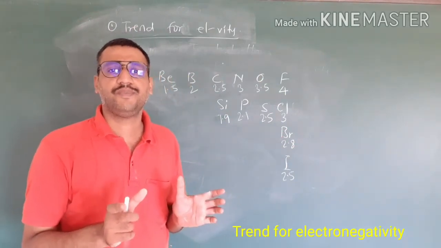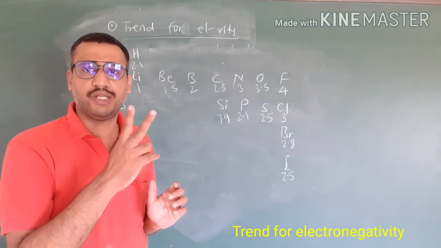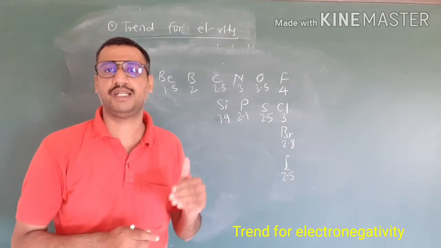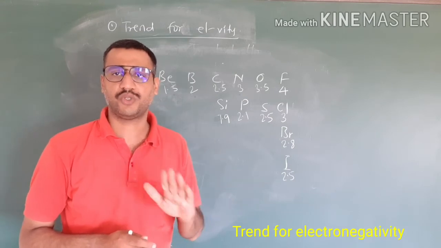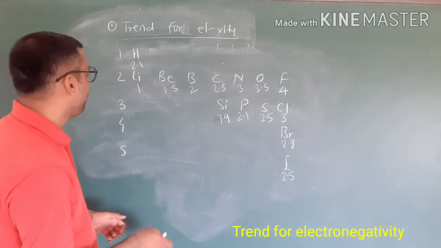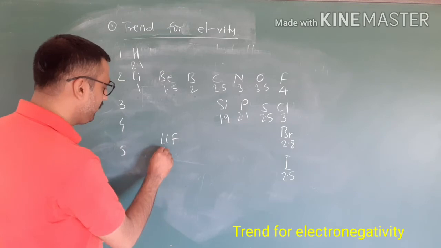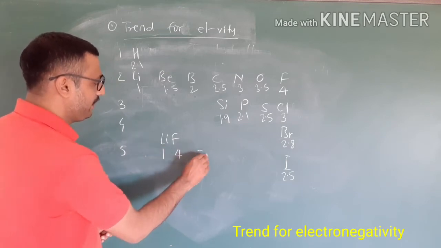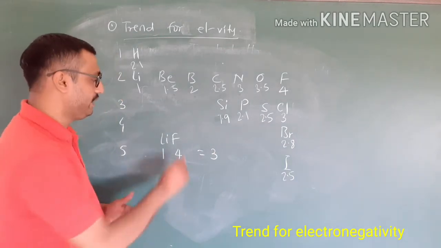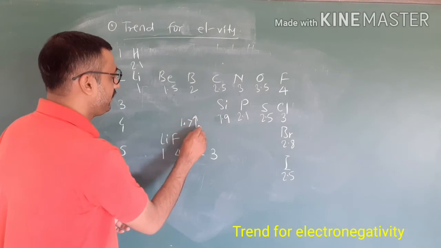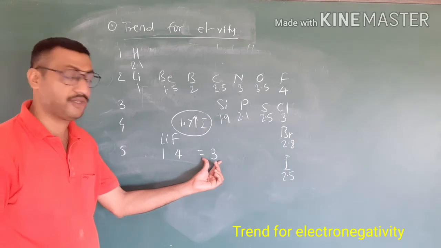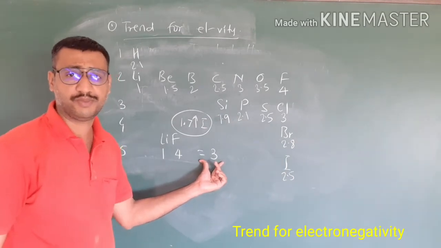One more interesting thing: if we know the electronegativity values of both elements in a binary compound, then we can determine whether the compound is ionic or covalent, or how much ionic or covalent character the compound has. For example, in LiF, lithium electronegativity is 1 and fluorine electronegativity is 4, so the difference is 3. If the difference in electronegativities is greater than 1.7, the compound shows more ionic characteristics. LiF is more ionic because the difference in electronegativities of the constituent atoms is 3.